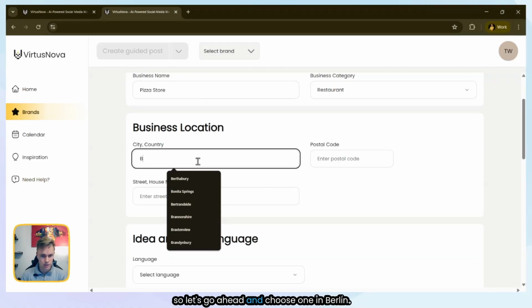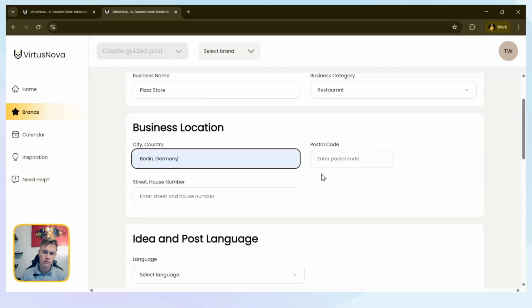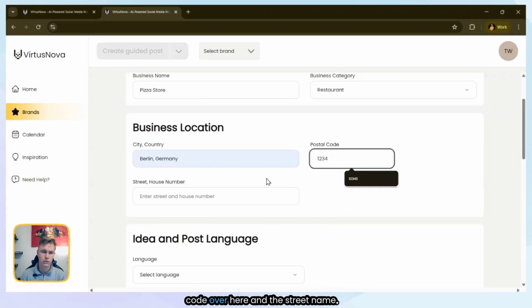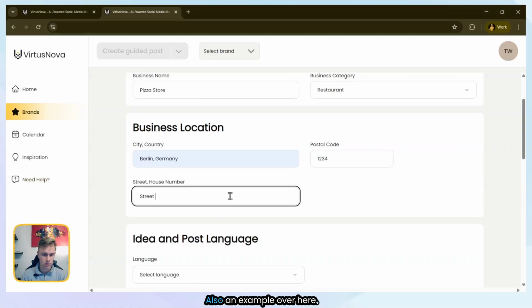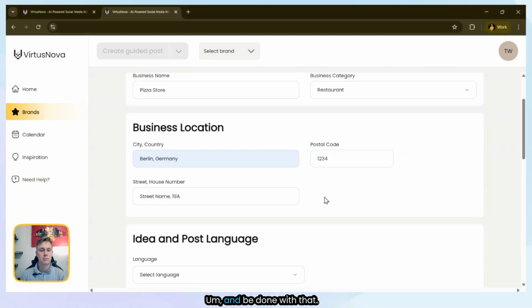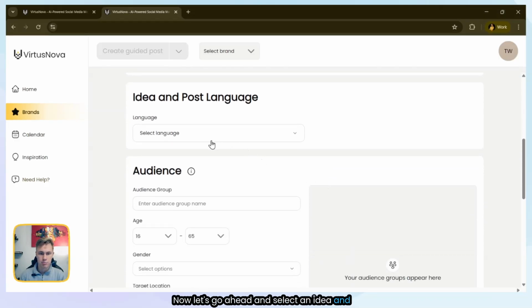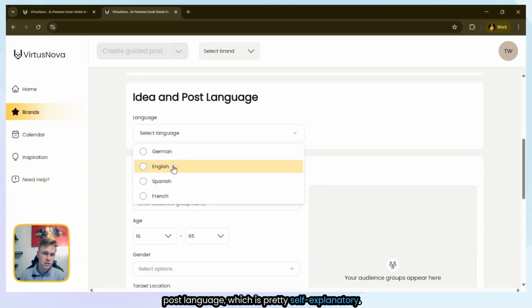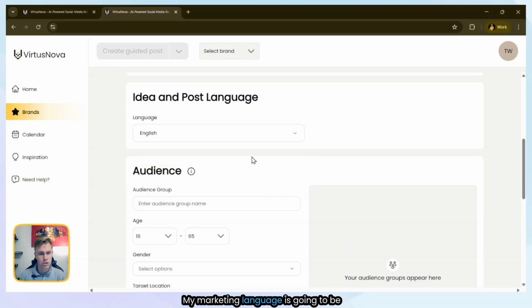So let's go ahead and choose one in Berlin. I'll just enter an example postal code over here and the street name, also an example over here, and be done with that. Now let's go ahead and select an idea and post language, which is pretty self-explanatory. My marketing language is going to be English, so I'm going to be selecting that.